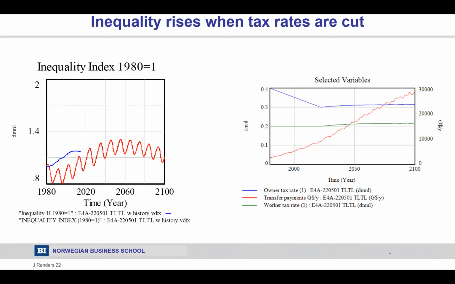The inequality index is starting to be more interesting. You see inequality rising, both historically. Here the data is the Gini index that is most commonly used as a measure. Our red line is of course a totally different measure. It's the ratio of owner income to worker income, but they have the same trends. And the reason for this is of course the declining taxes over the last 40 years, which we assume in the model system will not be continued. That's of course a heroic assumption.